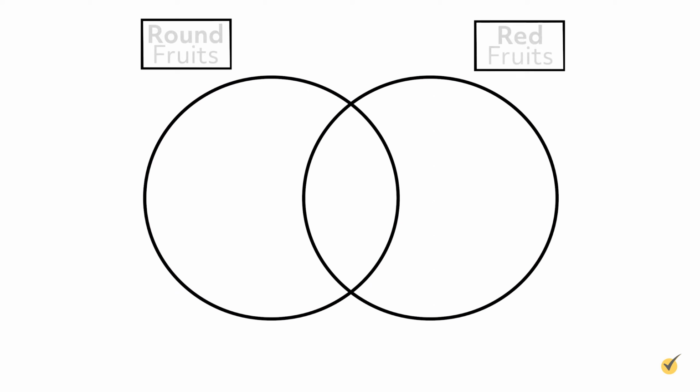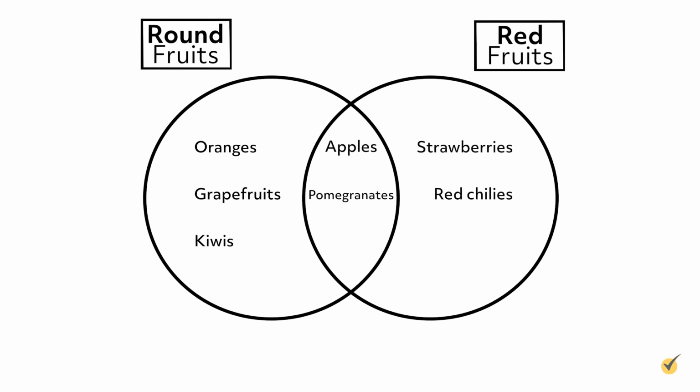For example, we can make a Venn diagram which shows how the set of round fruits and the set of red fruits are distinct but have some overlap. Here we see that oranges, grapefruits, kiwis, apples, and pomegranates are all round fruits because they belong to the left circle. But because apples and pomegranates are in the overlapping area, they also belong to the set of red fruits, along with strawberries and red chilies.